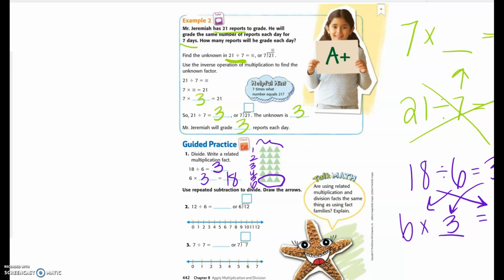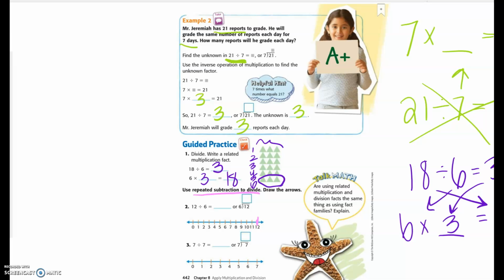Now let's take a look at numbers 2 and 3. I see number lines. We are going to use repeated subtraction to divide, and they want us to draw the arrows. We want to know what 12 divided by 6 is equal to. So I need to start at 12. I am going to subtract in groups of 6 until I get to 0.